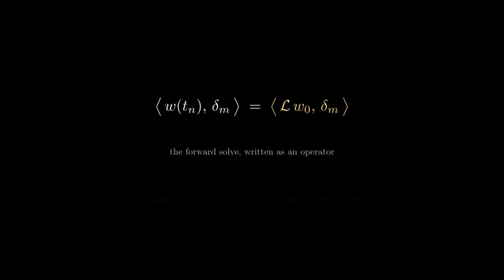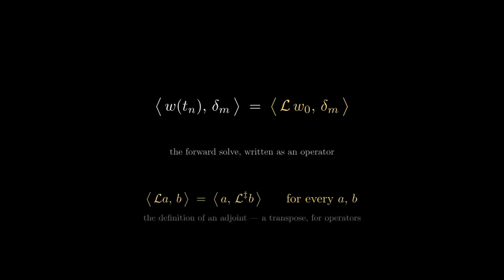And an operator has an adjoint defined by exactly one property. You may move it from one side of an inner product to the other. If you have met the transpose of a matrix, this is that for operators. Nothing deeper is going on.